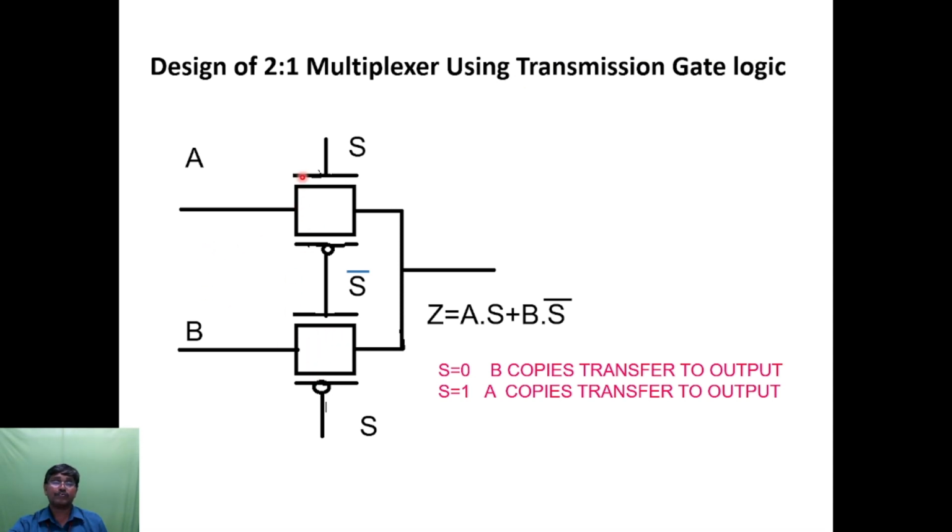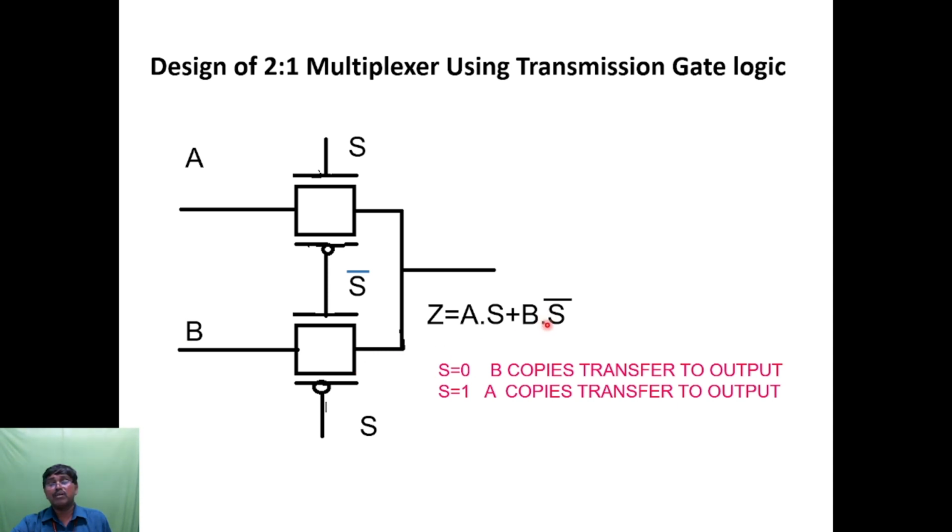Now here, when this is equal to 0, what happens? This NMOS will be off, and this PMOS will be off. Now we will see the other gate, where this is equal to 0, meaning here it will be 1. This NMOS is on. What about here? This is equal to 1, so this PMOS will be on. So B will be transferred to the output.